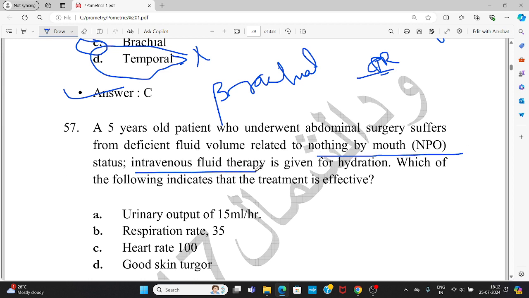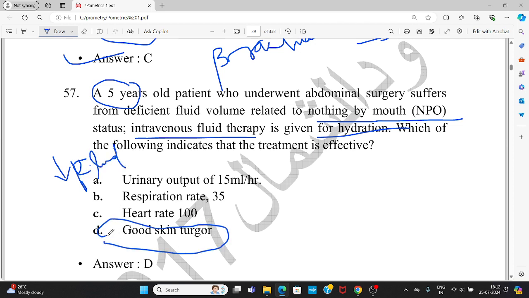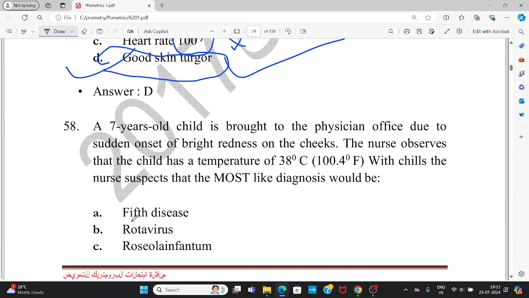A 5-year-old patient who underwent abdominal surgery suffers from fluid volume deficient related to nil per oral. So intravenous fluid therapy is given for hydration. Which of the following indicates the treatment is effective? So for decreased urine output, for decreased fluid, if you have a good skin turgor, yes, this is the answer. Urine output of 15 ml per hour is less. You should have 30 ml per hour. And respiratory rate is 35, no. Heart rate of 100, no. It should be good skin turgor. That is a very easy question.